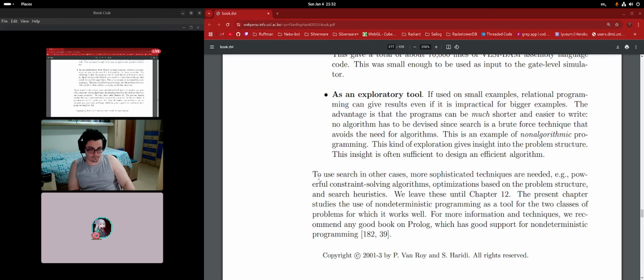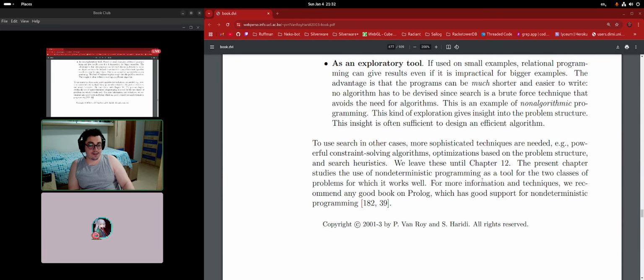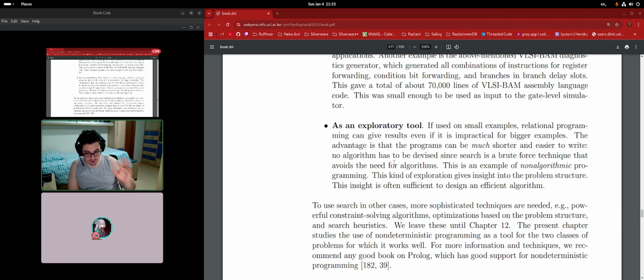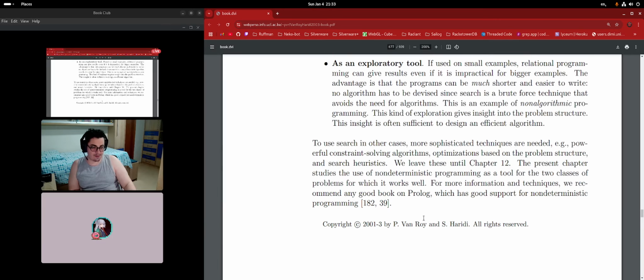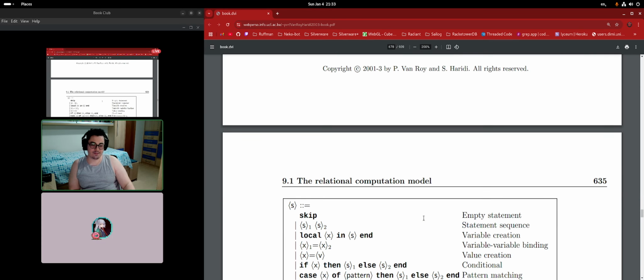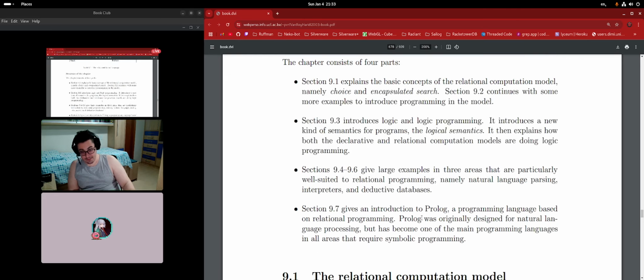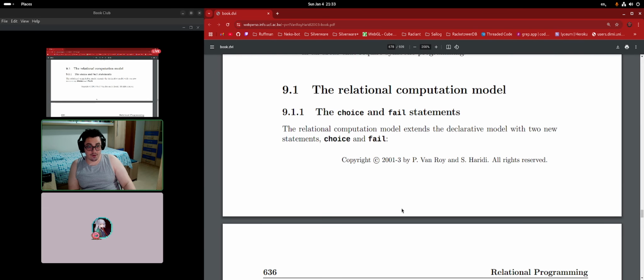So we're going to talk about that. And apparently there are ways to optimize this, which is actually pretty annoying because it's chapter 12, which is very far away from chapter 9. But apparently this is called constraint solving, constraint programming, and it is apparently an evolution of relational programming, which I'm very excited to see how that works. So now, talking about the relational computation model.